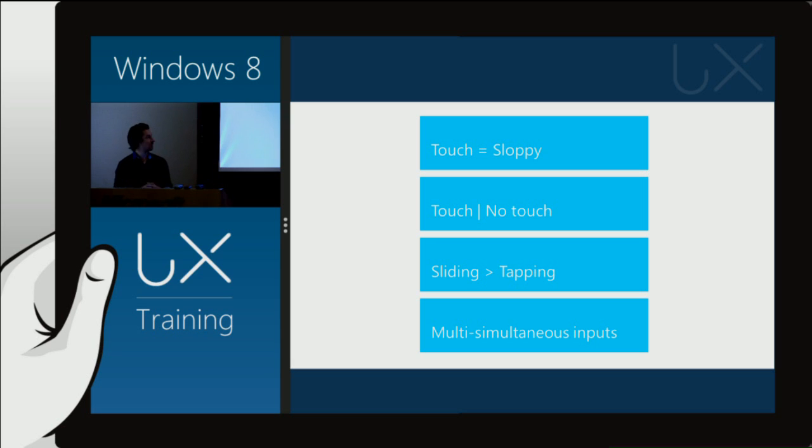And sliding also has a lot of inherent information in it. So for example, on the start screen, you can slide left and right to pan or slide up and down to select. And we can actually leverage the direction to do something useful there.